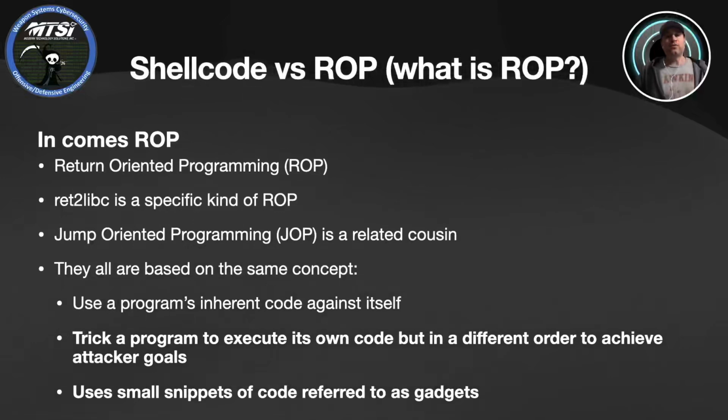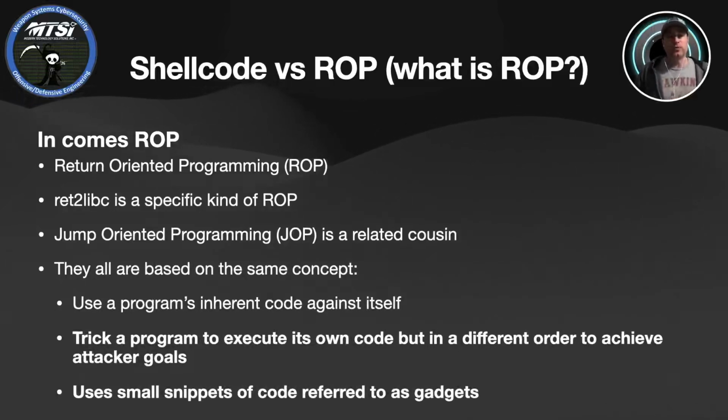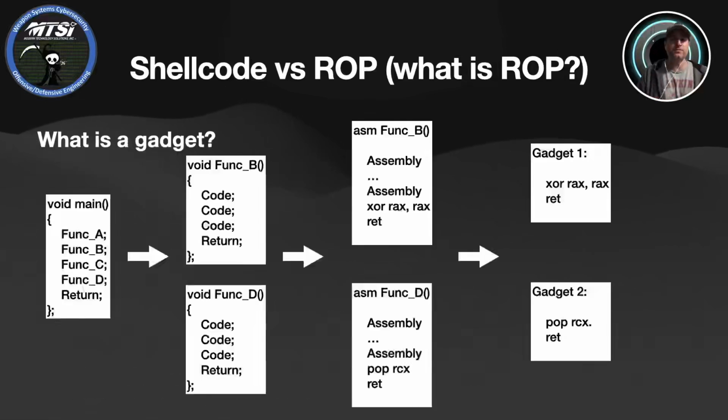All of these things rely on one fundamental concept. You use a program's inherent code against itself. What do I mean by that? You trick a program to execute its own code, but in a different order to achieve attackers' goals. And I have some examples to show you what this looks like. You basically use small snippets of code referred to as gadgets.